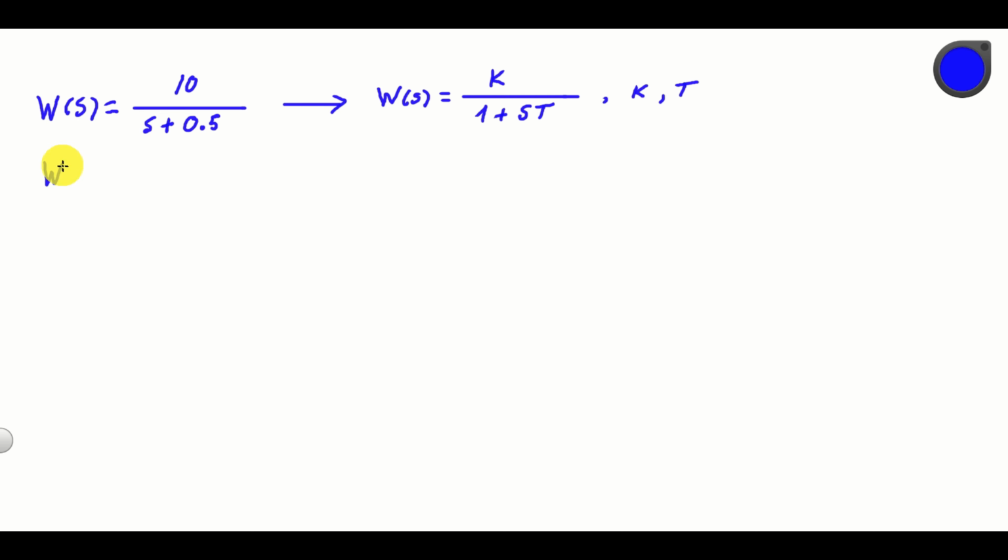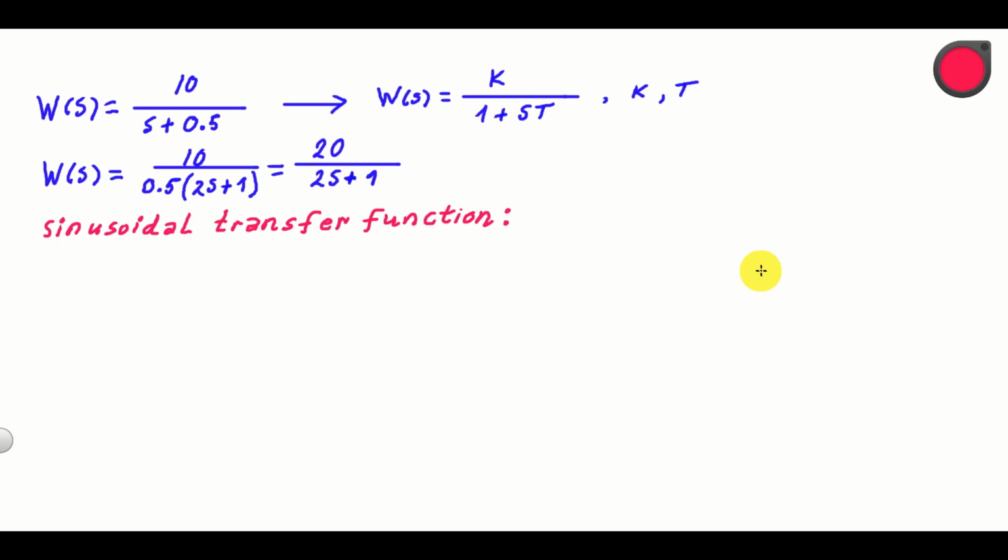Well, we can write this transfer function like this. In the numerator we will have 10, and in the denominator we can take 0.5 out, and inside we will have 2s plus 1. Now, if we divide 10 by 0.5, we will actually obtain 20 over 2s plus 1. And here is our transfer function in this canonical form.